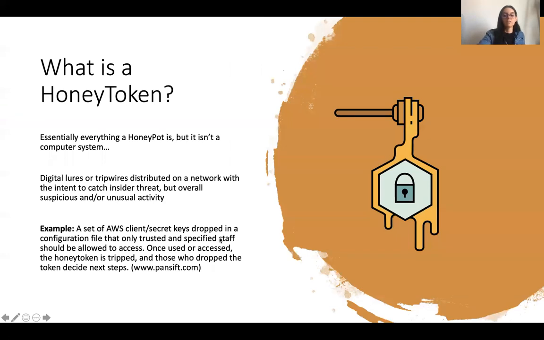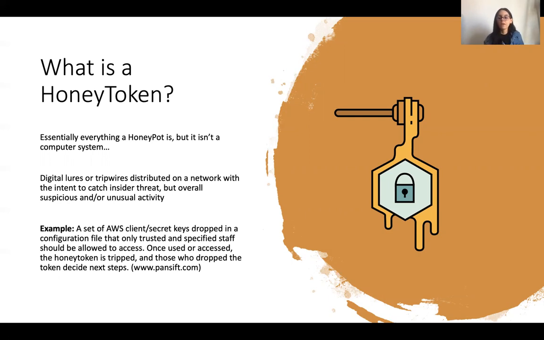So without further ado, let's just get into it. So what exactly is a HoneyToken? What am I talking to you about? A HoneyToken is essentially everything a honeypot is, but it's not a computer system. So digital lures or digital tripwires that are distributed on a network with the intent to primarily catch insider threat. However, the overall intent is just to catch suspicious activity or anything unusual on a network.